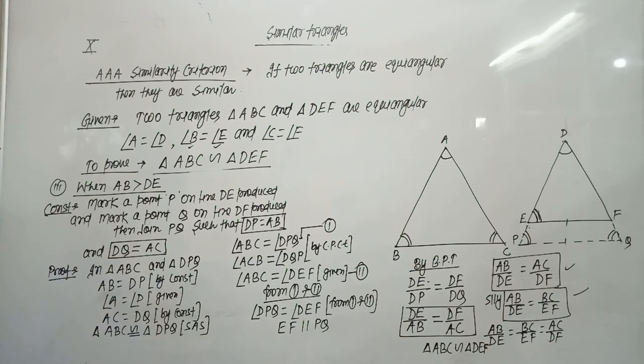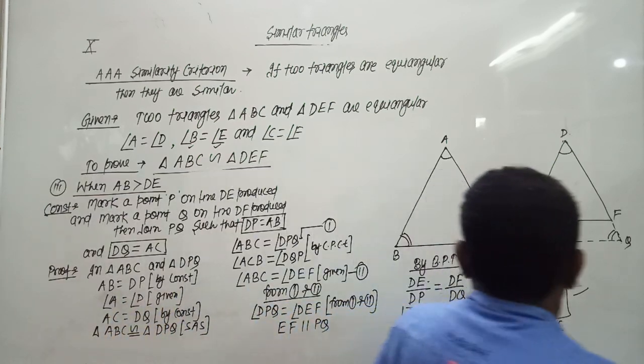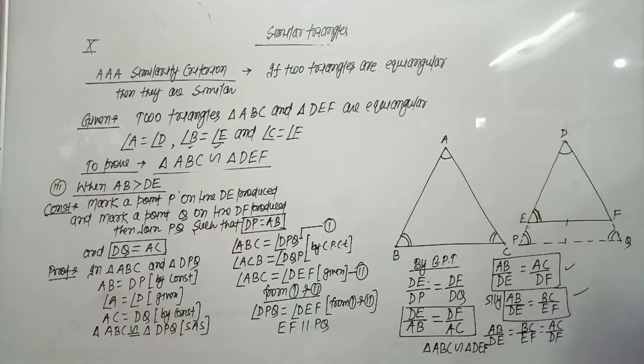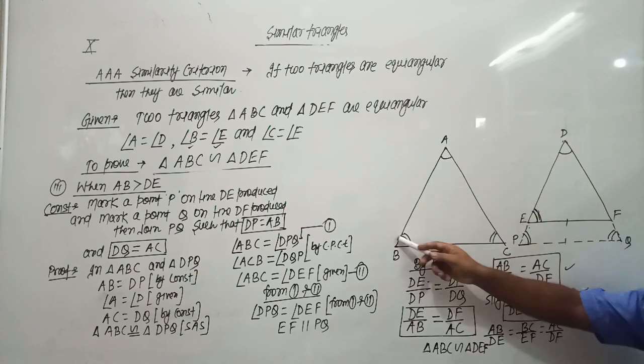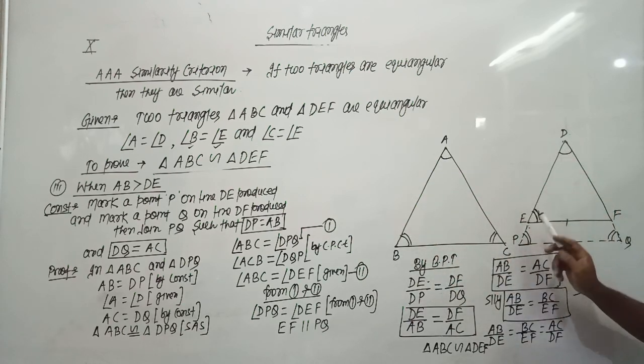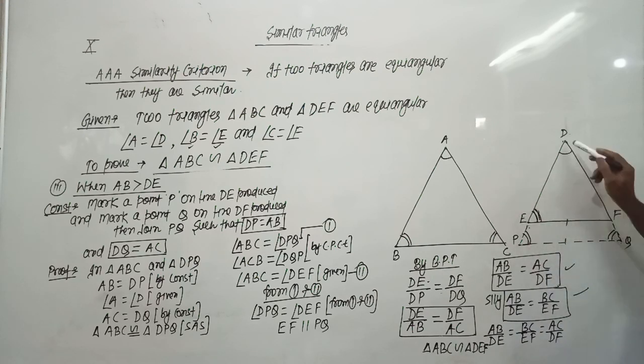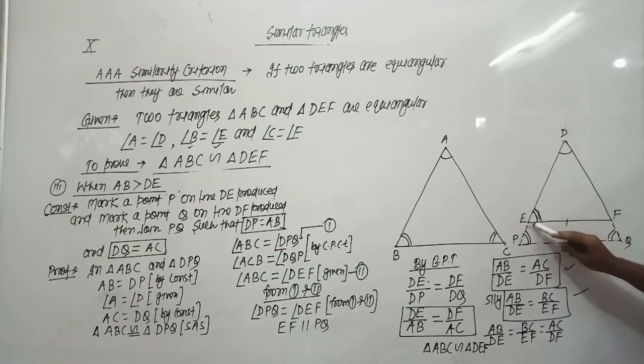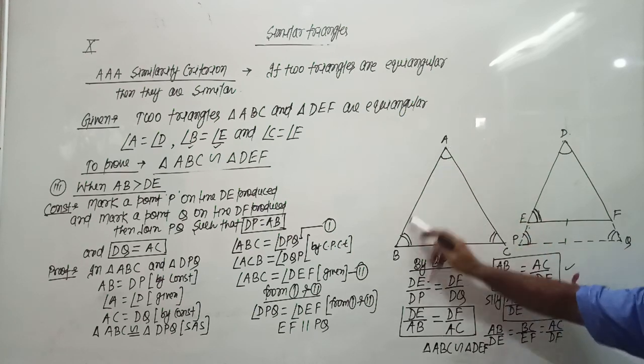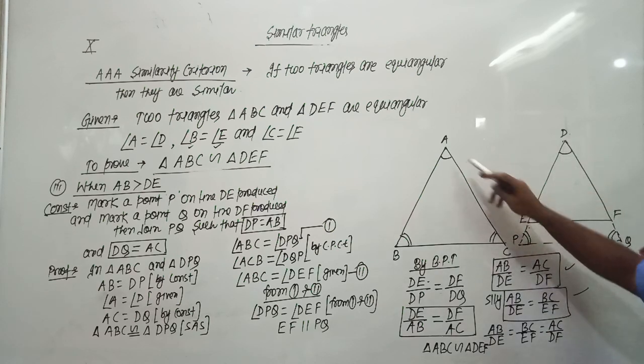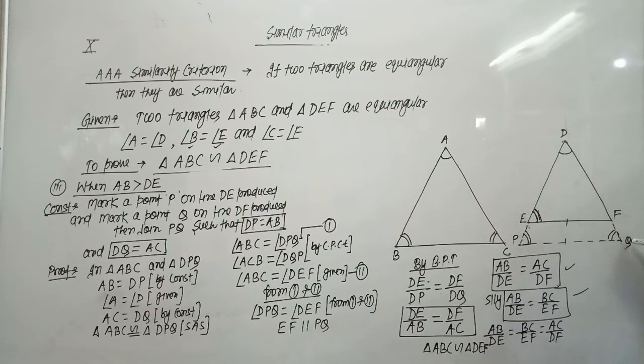So let us see again. We are taking the third case, when side AB is greater than DE. Then we make a construction. Mark a point P on the line DE produced and a point Q on line DF produced, and then join EF and join PQ, such that side AB equals DP and side AC equals DQ.